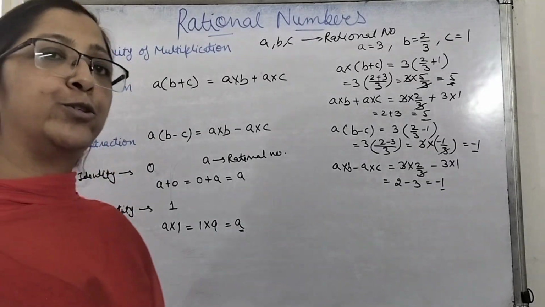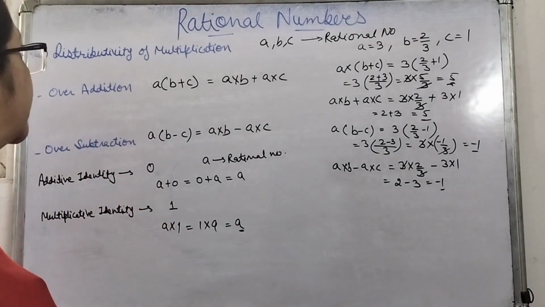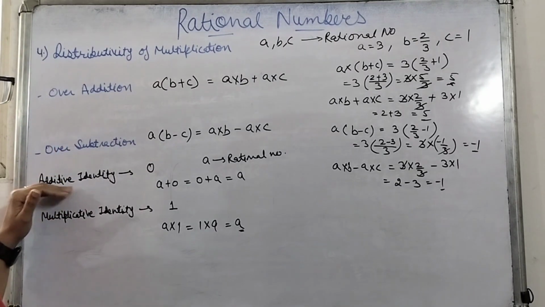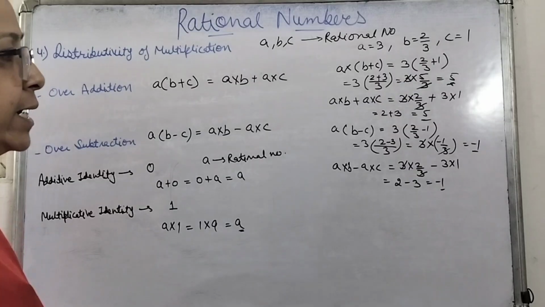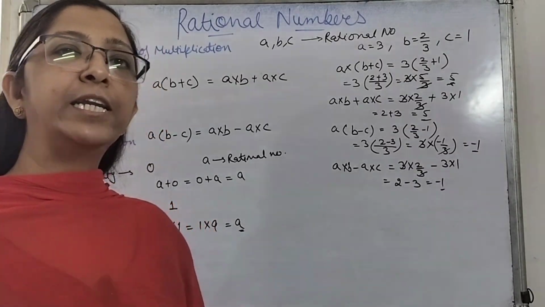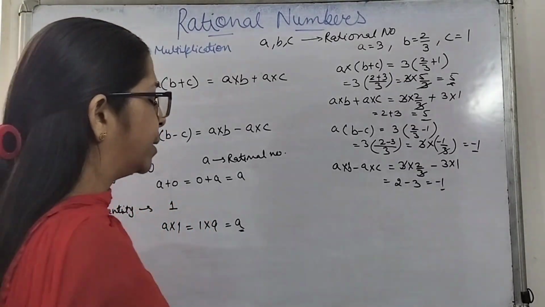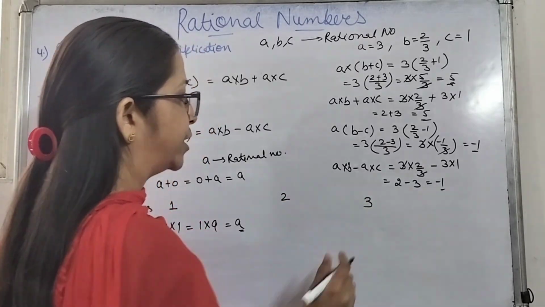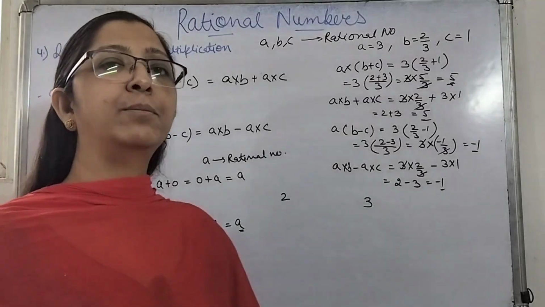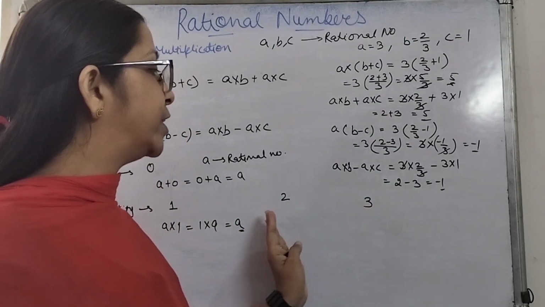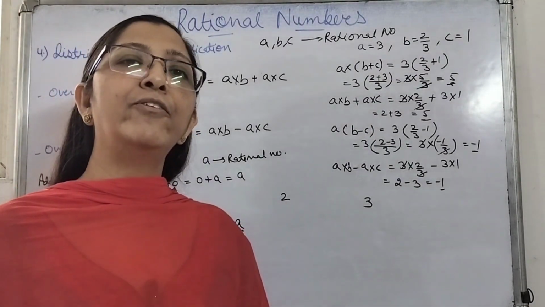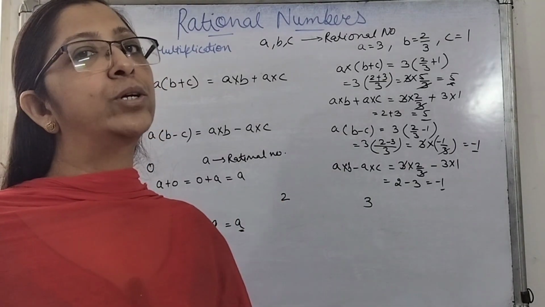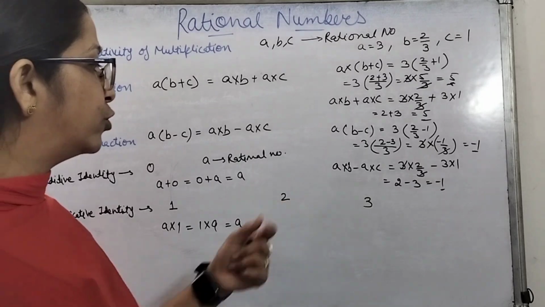We have learned about closure property, commutative property, associative property, distributive property of multiplication over addition and subtraction, what additive identity is and what multiplicative identity is. Now let's see, if any two rational numbers are given, suppose 2 is a rational number and 3 is a rational number, between these two rational numbers we can find infinite rational numbers, which could be written between any two given rational numbers. So what could it be?